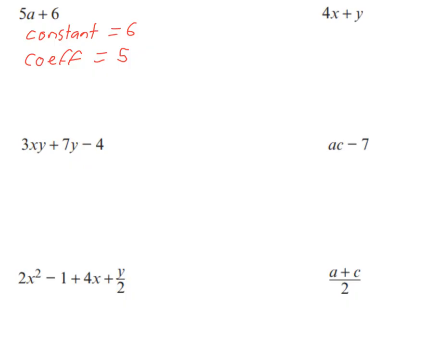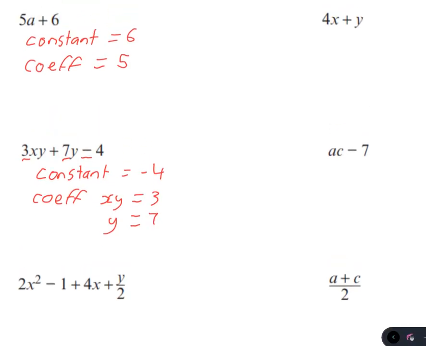When I look at the question just below it, I've got 3xy plus 7y take 4. The constant is going to be negative 4. And that's because there's a negative sign at the front of it. If it was plus 4 at the end, then it'd just be 4. Positive 4 is the constant. So make sure you look at the sign that's before the constant. For the coefficients, the coefficient of xy is going to be 3. The coefficient of y is going to be 7.